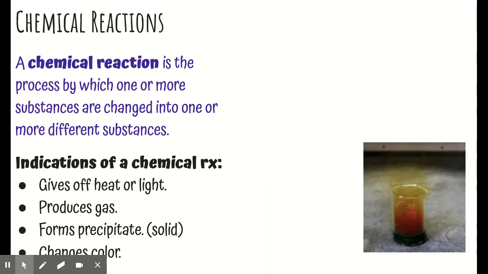Last one would be color change. So this is a pretty cool example here. So you have two liquids mixing together, and you get a very obvious color change. You can also see other types of indications of chemical reactions with this one. Okay, so it's producing heat. Okay, so you have steam coming off of there, obviously changing color. It is also producing a gas. So if you look under here, you have all those little bubbles that are being produced.